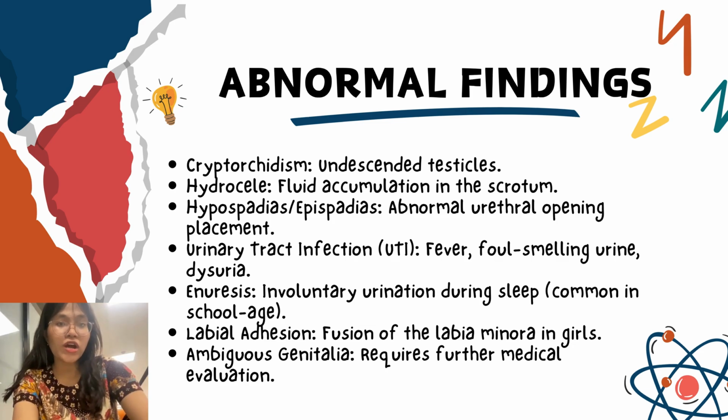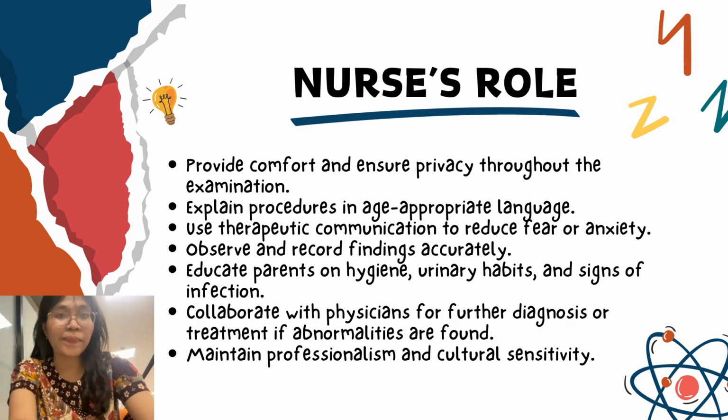And then we move to the abnormal findings. We can check for cryptorchidism, hydrocele, hypospadias or epispadias, UTI, enuresis, labial adhesion, and ambiguous genitalia. And then for the nurse's role, we as nurses can provide comfort and ensure privacy, explain the procedure in age-appropriate language, use therapeutic communication, observe and record findings, educate the parents, collaborate with the physicians, and maintain professionalism.